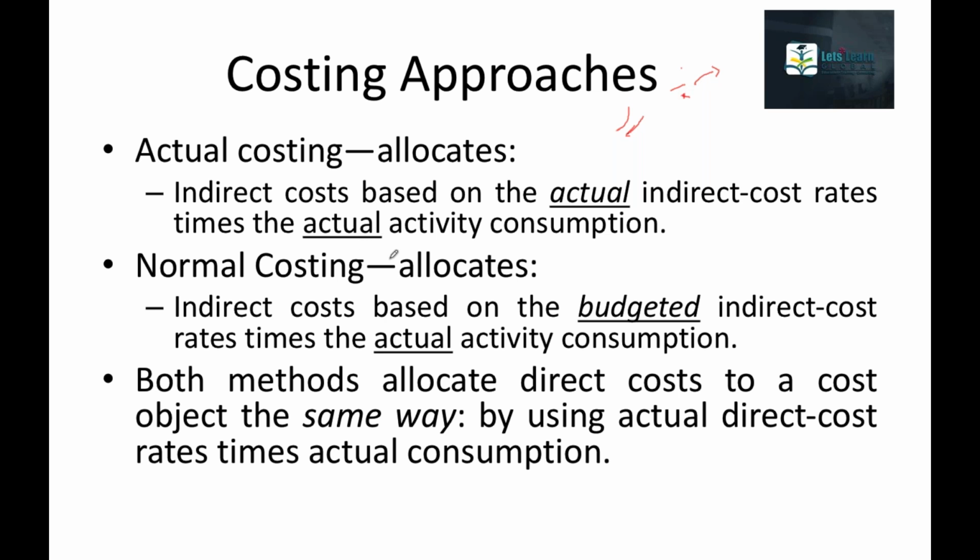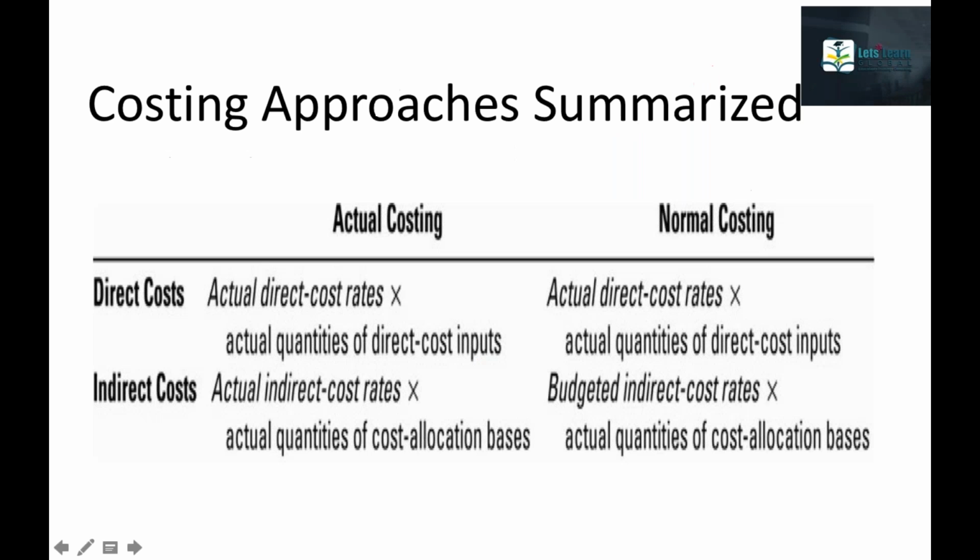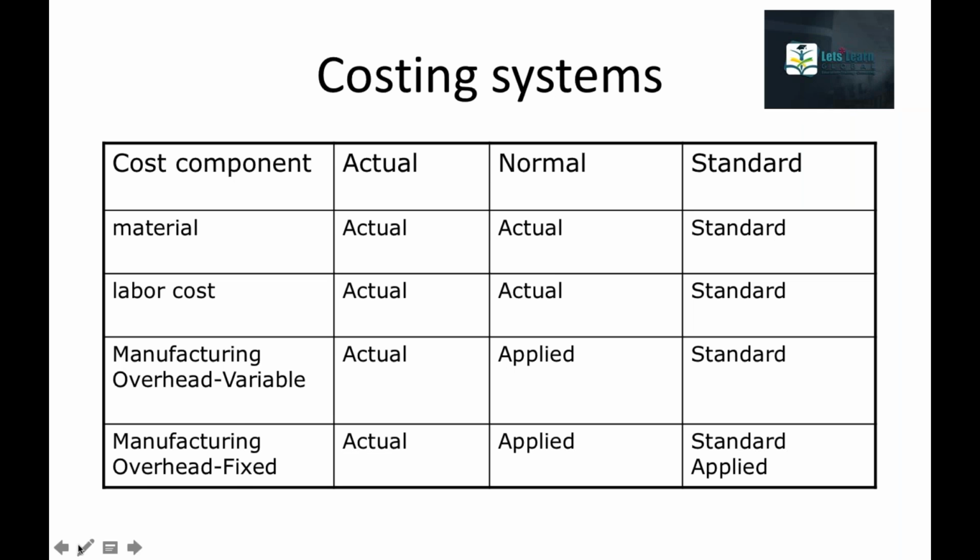In normal costing, we allocate the overheads based on budgeted indirect cost using an activity as a consumption. What is this activity? This activity can be direct labor hours, machine hours, the area, the square feet, etc. Now let me give you a complete picture here about normal costing, actual costing, and standard costing.